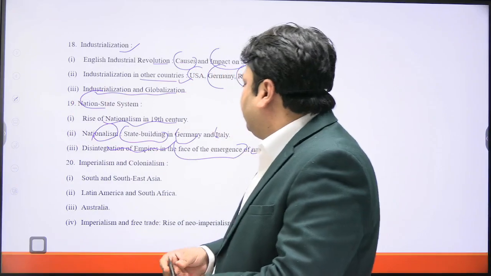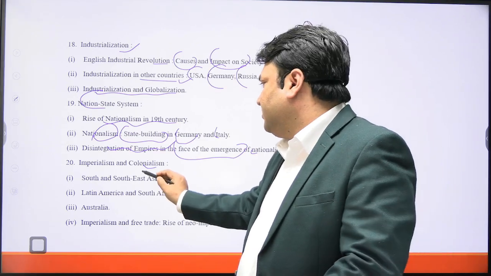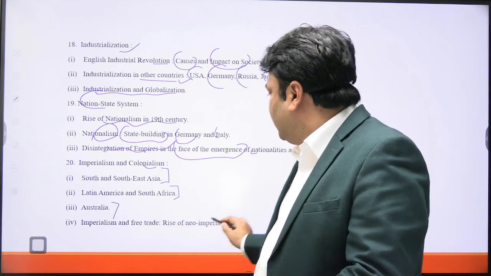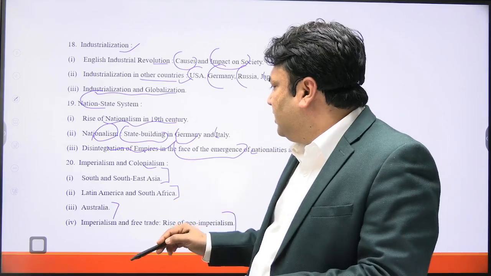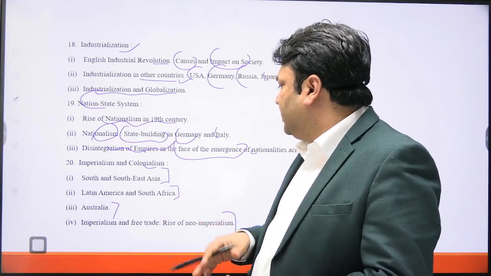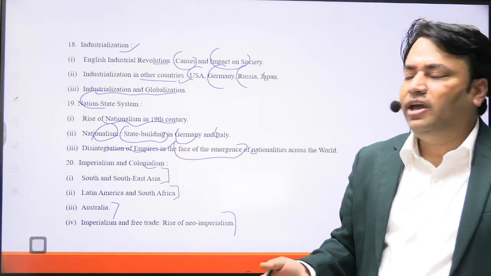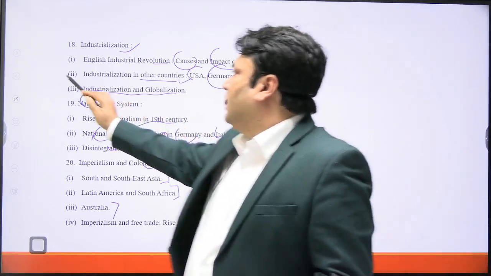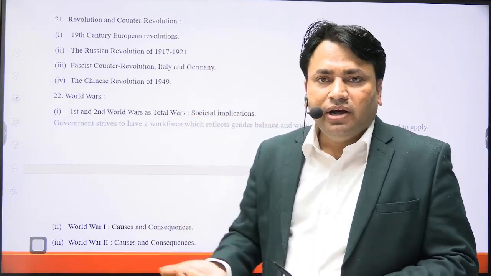And after this we need to discuss imperialism and colonialism. Here we need to read some particular topics, all are not covered in the GS paper. One is South and Southeast Asia, Latin America, South Africa, Australia, imperialism and free trade, and the rise of neo-imperialism. When we read these topics, this will be very helpful in understanding the development. We need to study about the revolutions here.